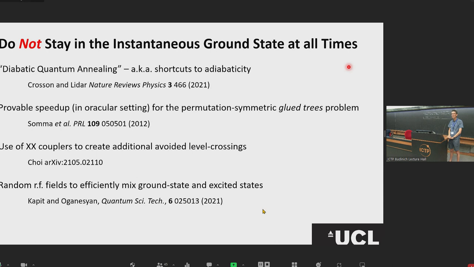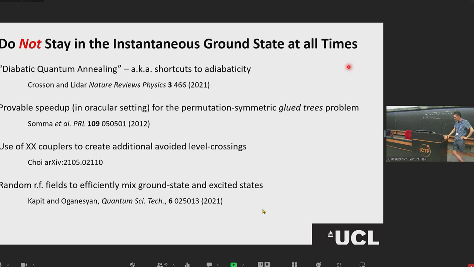If you can arrange, let's say, a potential structure with two avoided crossings during the anneal, there's a possibility of moving fast through both of those transitions, start in the ground state, go to an excited state during the anneal, and return to the ground state. So this gets rid of the speed limit for quantum annealing, for adiabatic quantum annealing.